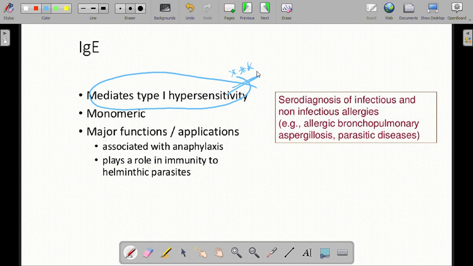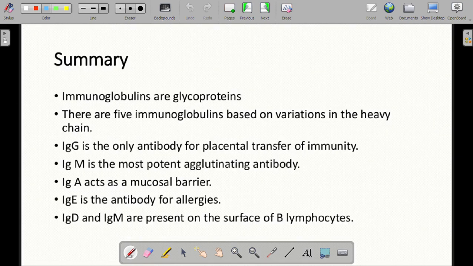So it is monomeric in nature, and the major functions or applications of IgE are associated with anaphylactic shock. Anaphylaxis, a role in immunity to helminths and parasites, and serodiagnosis of infections and non-infectious allergies, allergic bronchopulmonary aspergillosis, and parasitic diseases also.